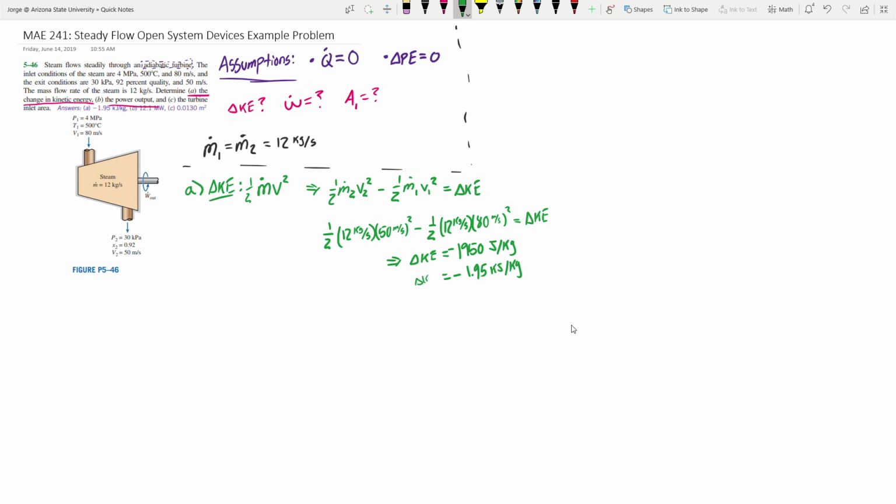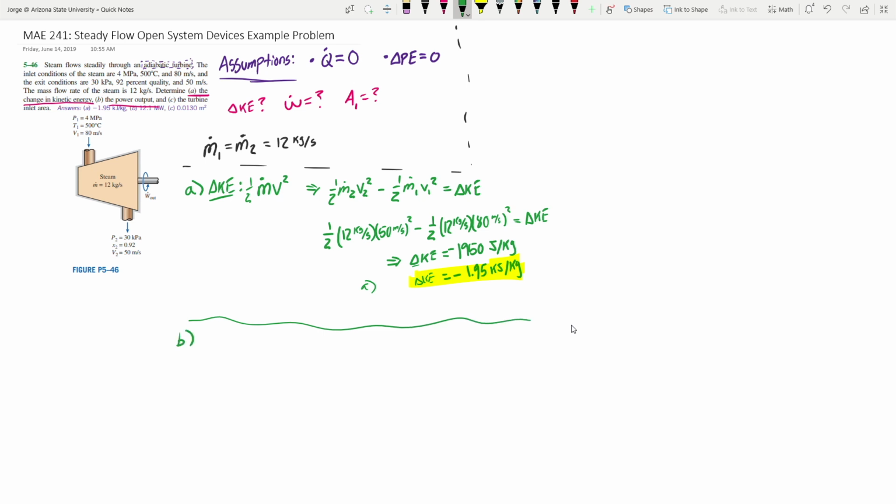The reason this is negative is, of course, because we're dealing with a velocity that's greater at the inlet than at the outlet, meaning that our kinetic energy will be smaller at the exit than at the inlet because the m dots are the same and the v's are different. Okay, so then this is our part A. Now we can move on to part B.